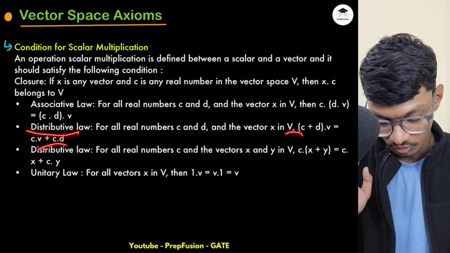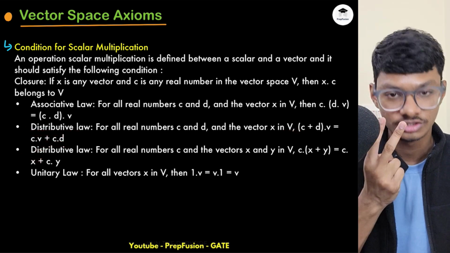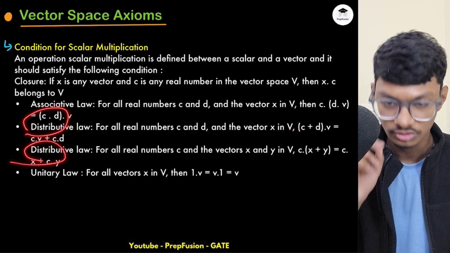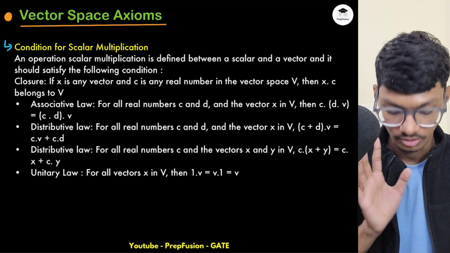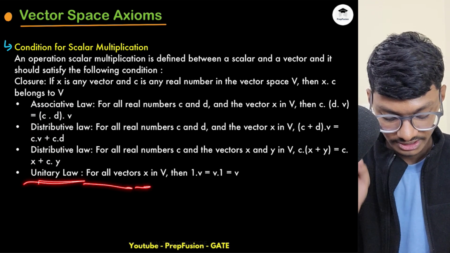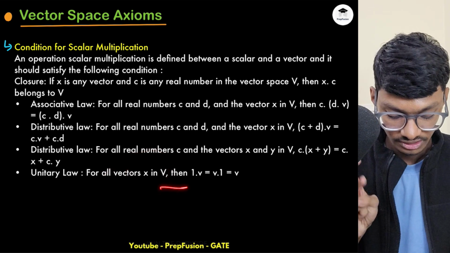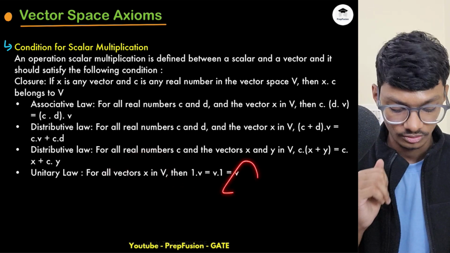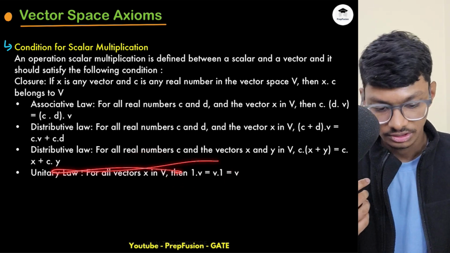The distributive law you can also follow. We have two distributive laws: one is for the scalars and one is for the two vectors. Then we have the unitary law. The unitary law is: for all vectors x in V, 1 dot v equals v dot 1 equals v. So this is what the unitary law is.